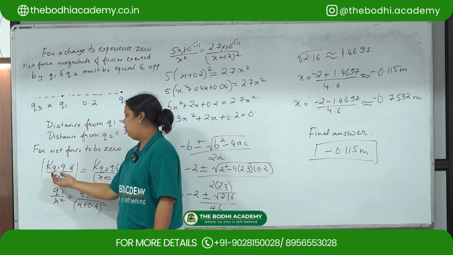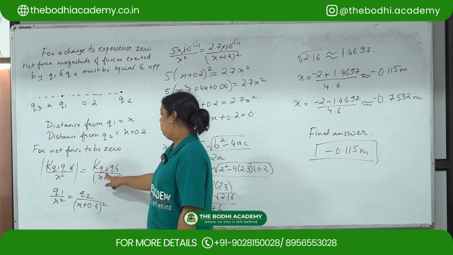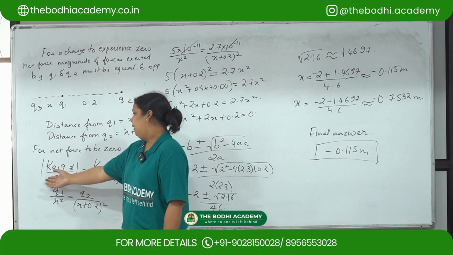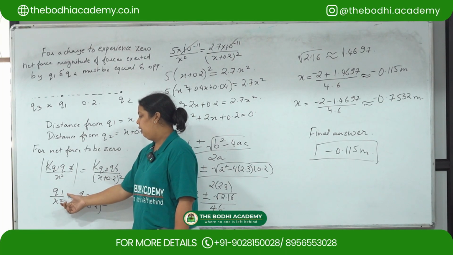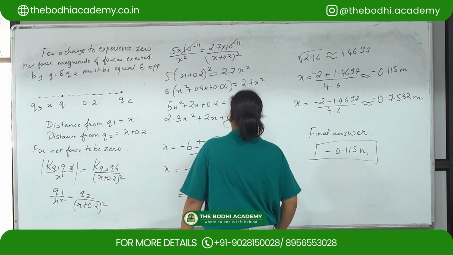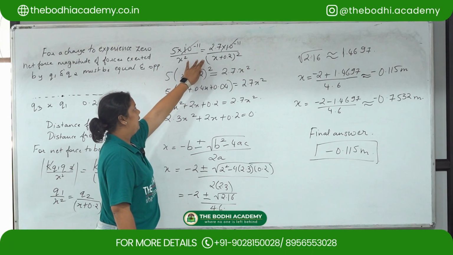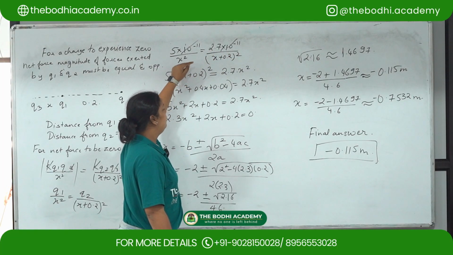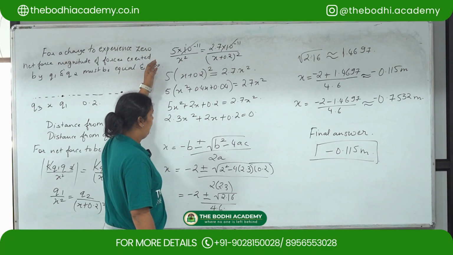So this will be K Q1 Q3 upon x square is equal to K Q2 Q3 upon x plus 0.2 the whole square. Because K and Q3 are on both sides, they will get cancelled. So it will be Q1 upon x square equals Q2 upon x plus 0.2 the whole square. So now we will substitute the values. So that will be 5 into 10 raised to minus 11 upon x square equal to 2.7 into 10 raised to minus 11 upon x plus 0.2 the whole square.